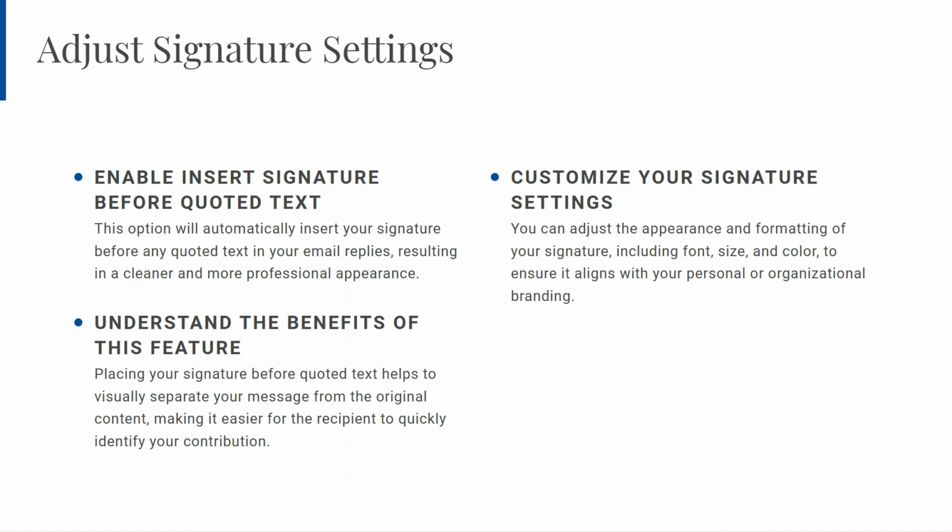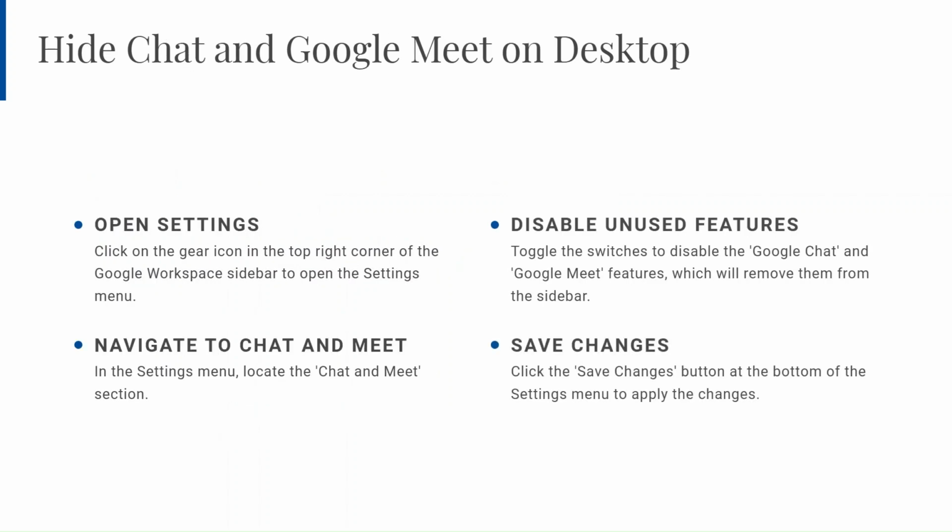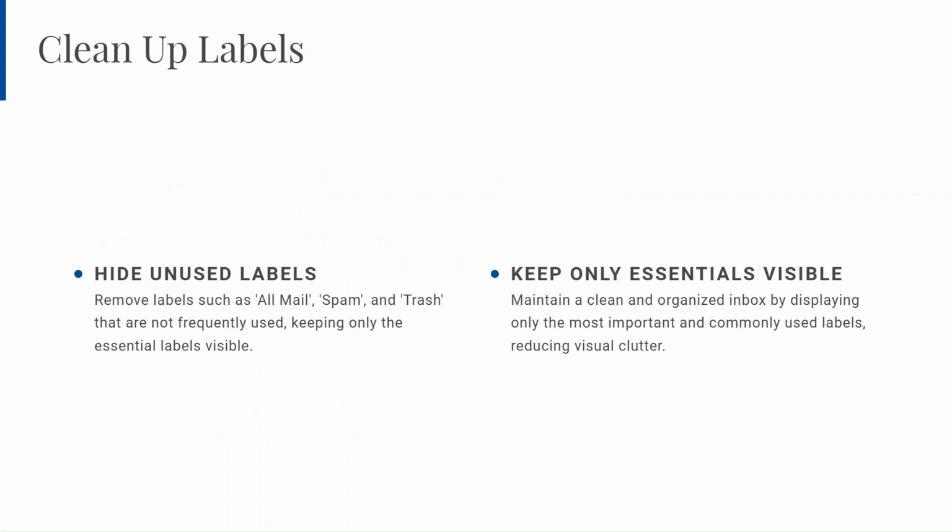Hide chat and Google Meet on desktop. Declutter your sidebar by disabling unused features under Settings, Chat, and Meet. Clean up labels. Hide unused labels like All Mail, Spam, and Trash. Keep only the essentials visible.